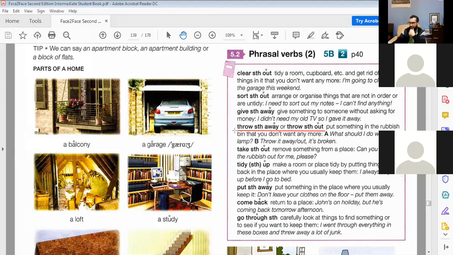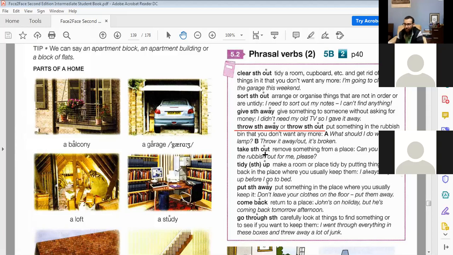A, what should I do with this lamp? B, throw it away, or throw it out. It's broken. So here you can say throw it away or throw it out. No difference. Do you get the idea? So if you say throw it out, it's okay. If you say throw it away, it's okay. There's no difference. So in reality, they're the same. This is my point.